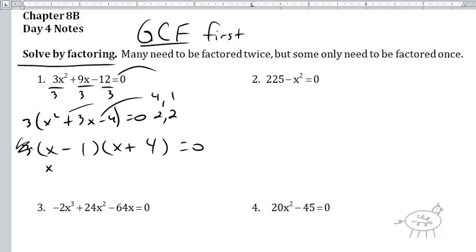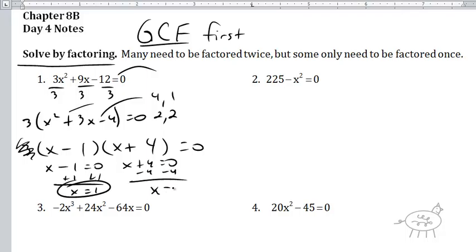So we're not going to do anything with that 3. In fact, that's out of there. X minus 1 equals 0 and x plus 4 equals 0. So add 1, x equals 1. Okay, and subtract 4, x equals negative 4.